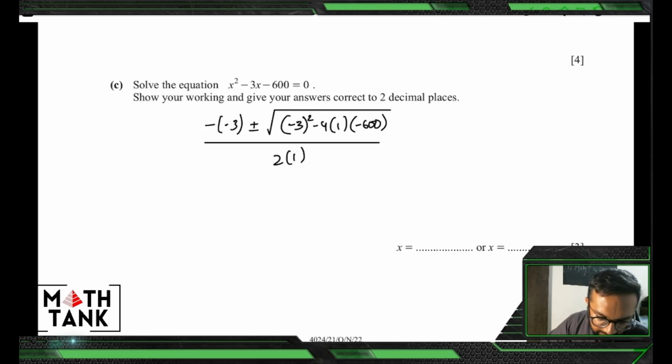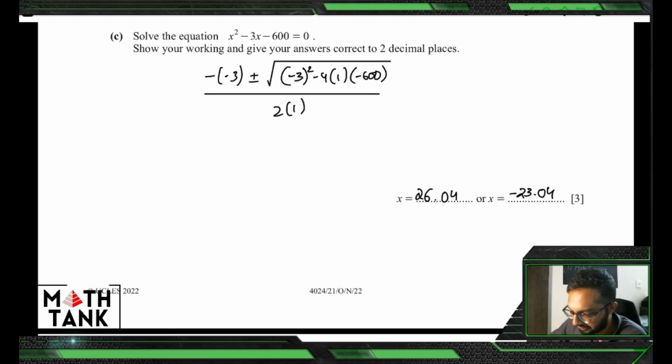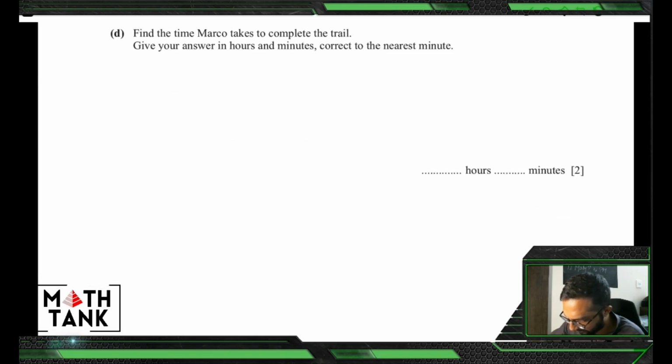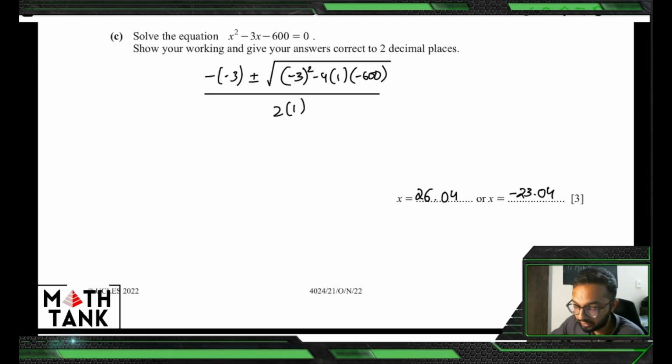Okay, putting this on a calculator to get to the final answers: 1, minus 3, and minus 600. I get 26.04 and minus 23.04. So since it's the speed, it should be 26.04. Yeah. And there's a next question, a follow-up question to that.